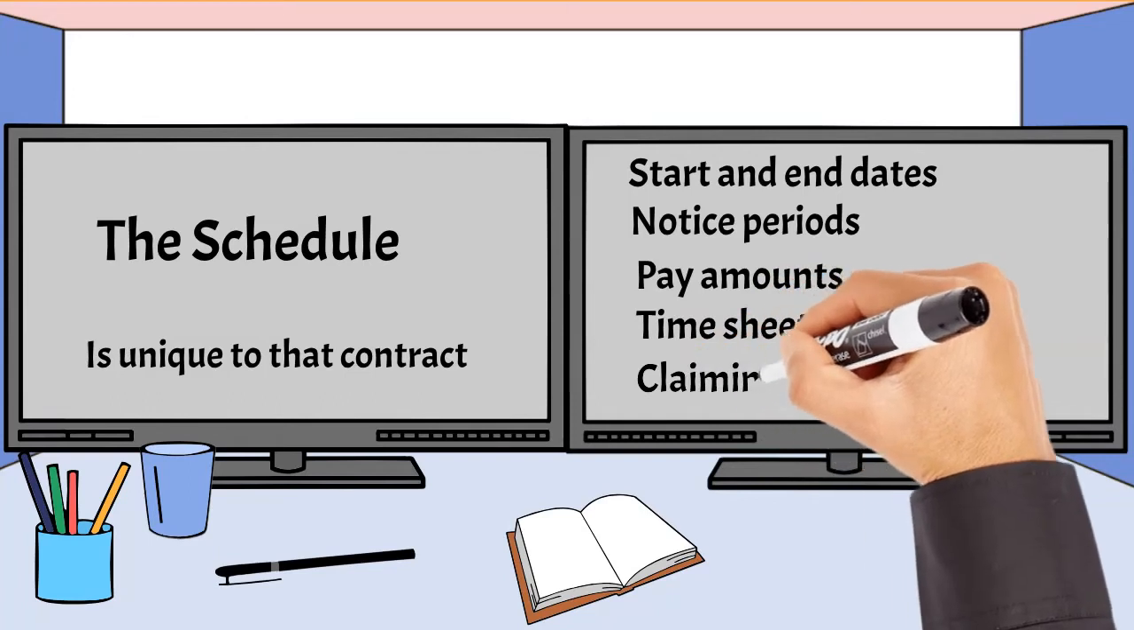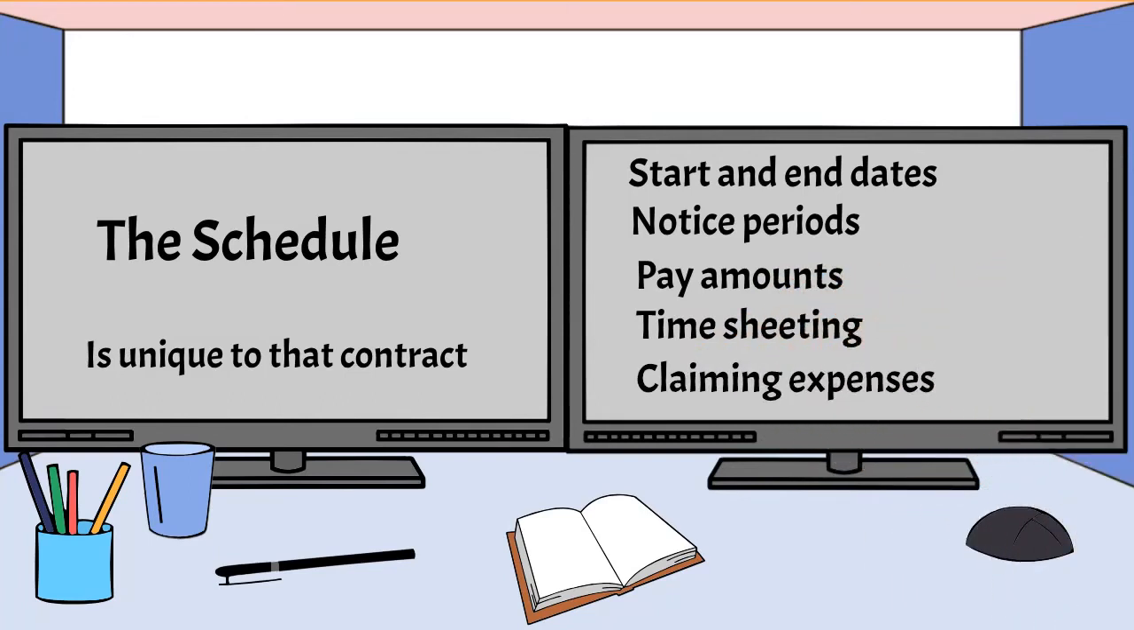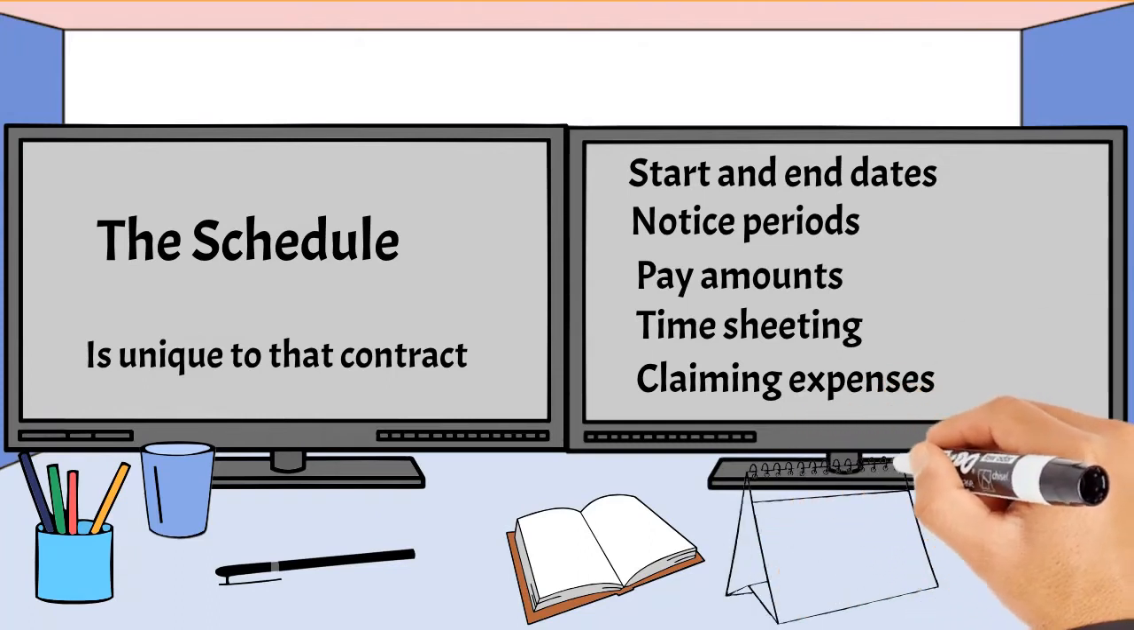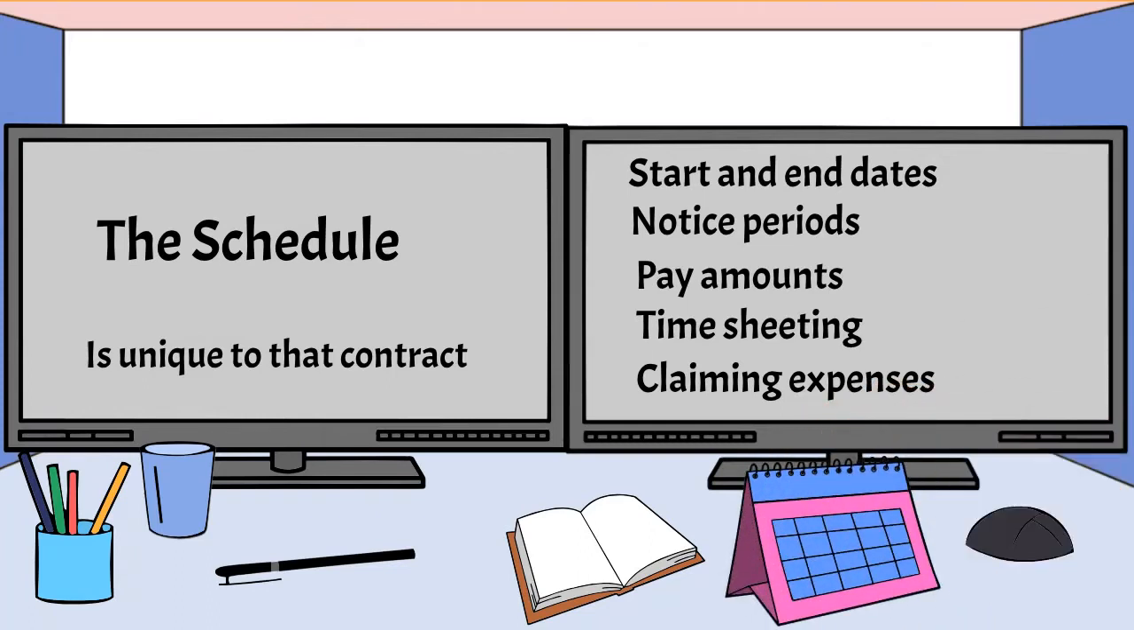The schedule is often a separate addendum to the contract to facilitate things like contract renewals, which will involve different start and end dates and different notice periods perhaps, and changes to payment amounts. Having a separate schedule means that they don't have to rewrite the entire contract every time the contract rolls over. They can just update the schedule.